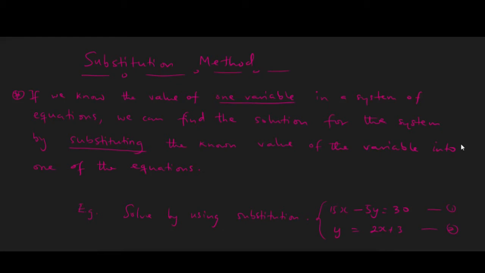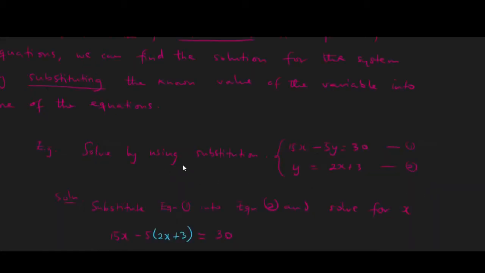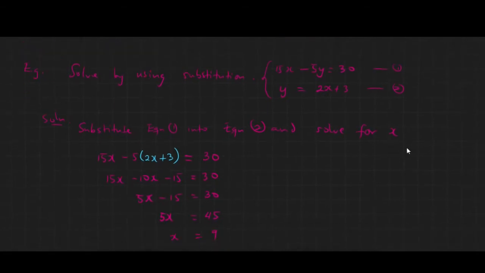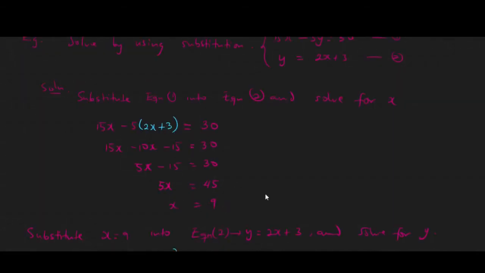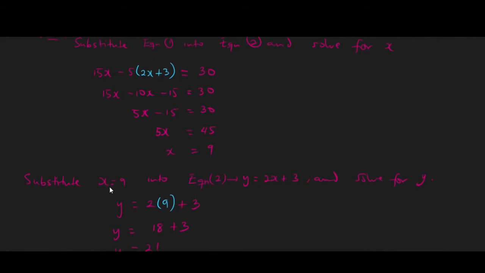Now, in this method, if we know the value of one of the variables, we can substitute that variable into the other equation to identify the unknown variable. As an example, when we are asked to solve the system of equations 15x minus 5y is equal to 30 and y is equal to 2x plus 3 by substitution, we will substitute y is equal to 2x plus 3 into the first equation. So wherever we see y, we will plug in 2x plus 3 and then solve for x. When we do so, we obtain x is equal to 9. Afterwards, we will substitute x is equal to 9 into the second equation and then solve for y.